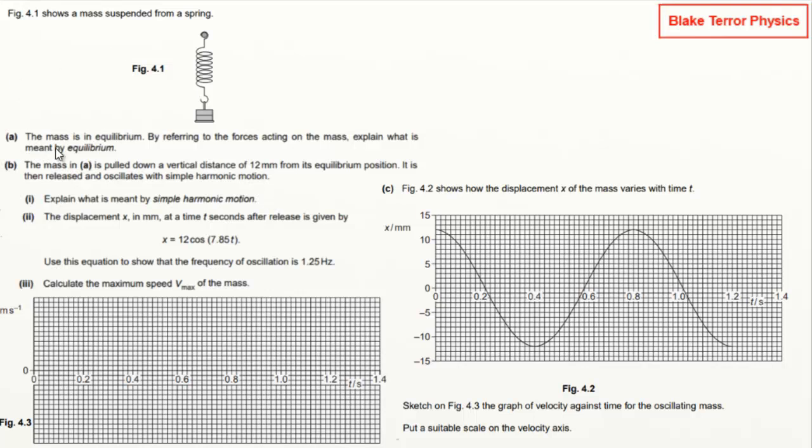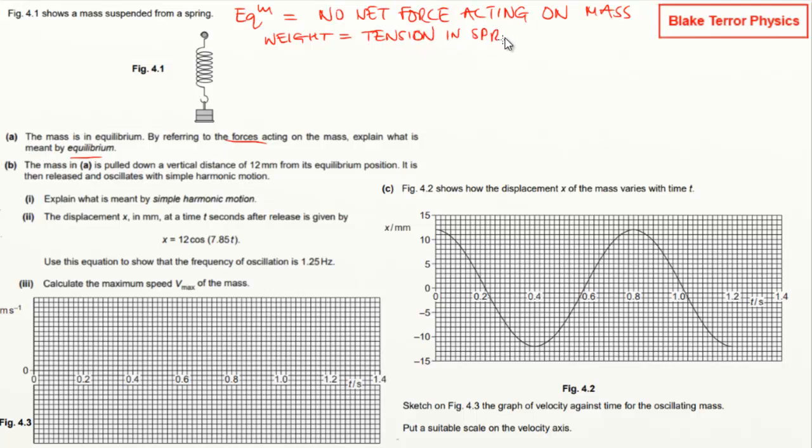We've got a mass on a spring, we're back onto that. The mass is in equilibrium. By referring to the forces acting on the mass, explain what is meant by equilibrium. So there's two things we have to do. We have to say what equilibrium is. So equilibrium means we've got no net force acting on the mass. So in this case, it means that the weight is equal to the tension in the spring. So they specifically asked us to mention both things.